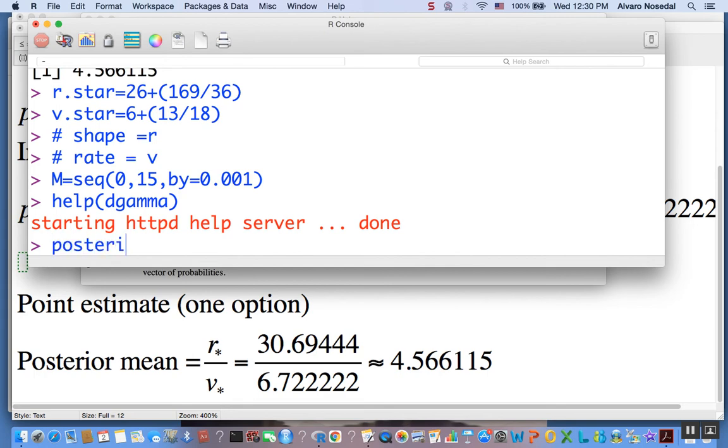Okay, so here we go. Our posterior is going to be given by the gamma. We're going to evaluate M. Shape will be R, in this case R star, right? And the one that we want here is rate, and that's going to be V star.